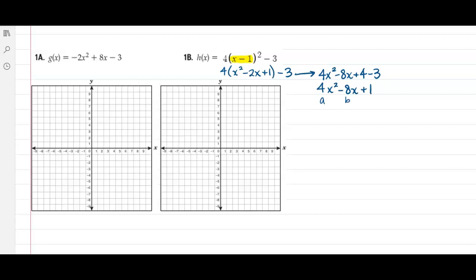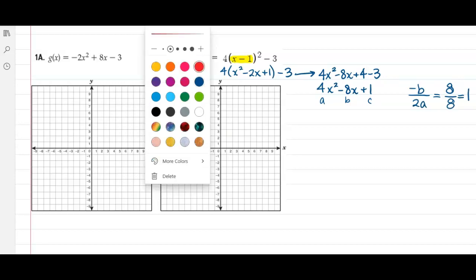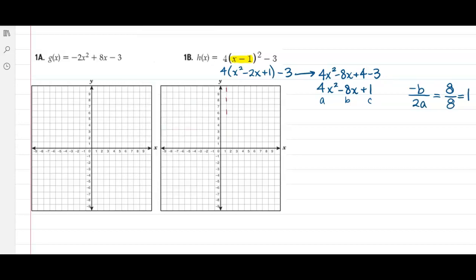Now I can tell what A, B, and C are. I can now calculate the opposite of B over twice A. The opposite of B is 8 over 2 times 4, which is 8, which gives me 1. I know there's an axis of symmetry at 1. All right. I also know that if I put a 1 back into this equation or my original, it doesn't matter which one I use.